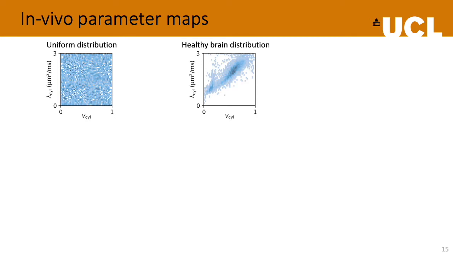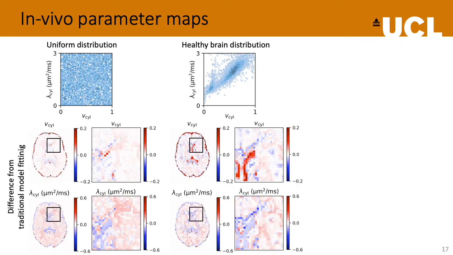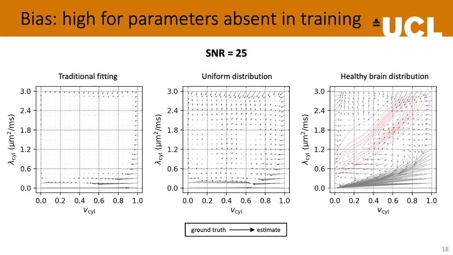In vivo parameter maps using the neural networks and traditional model fitting look similar at first glance. However, when compared with parameter estimates using traditional model fitting, some differences arise, suggesting a difference in the accuracy of the two methods. To further investigate the accuracy of each method, we quantify bias using quiver plots where each arrow points from the ground truth to the estimate.